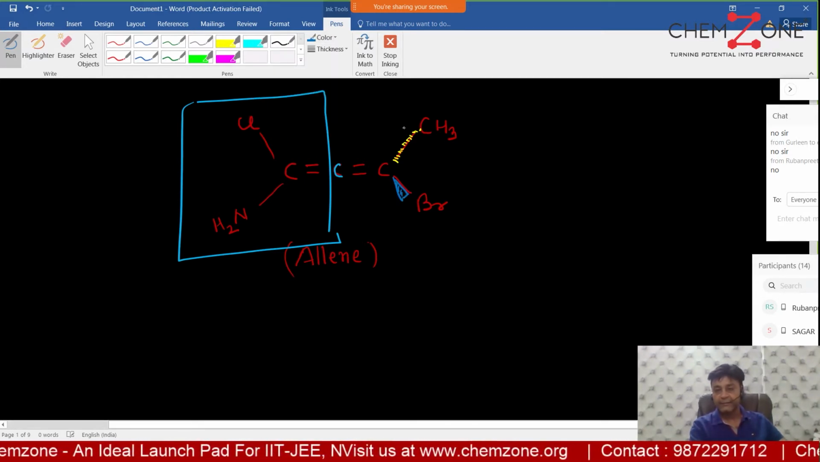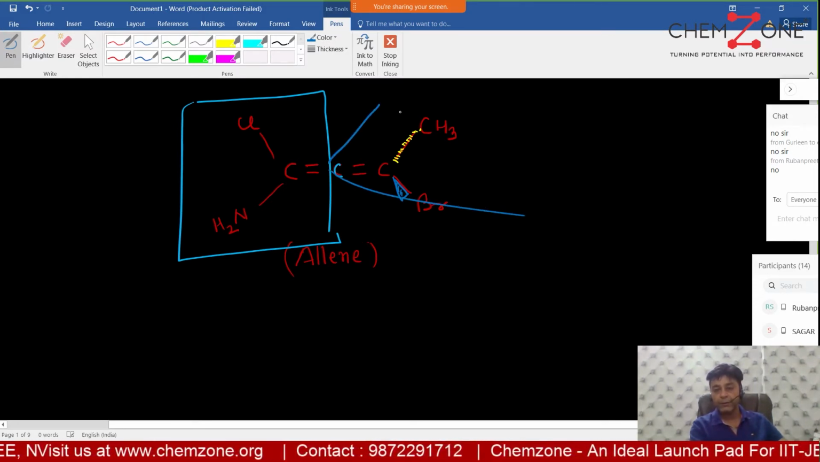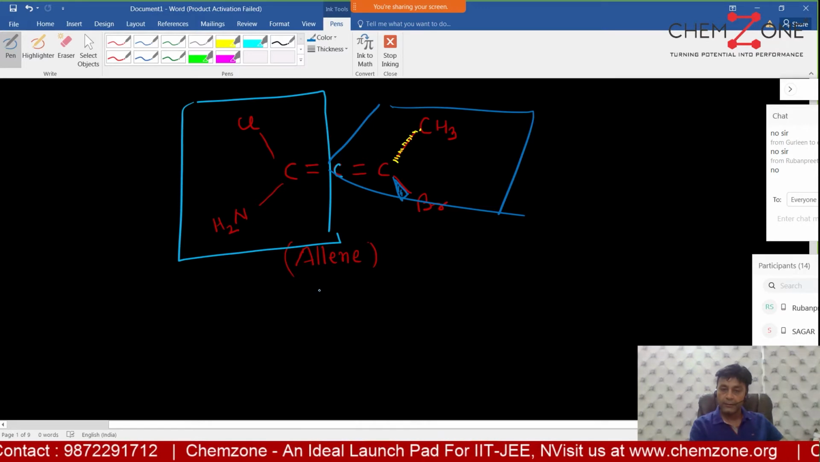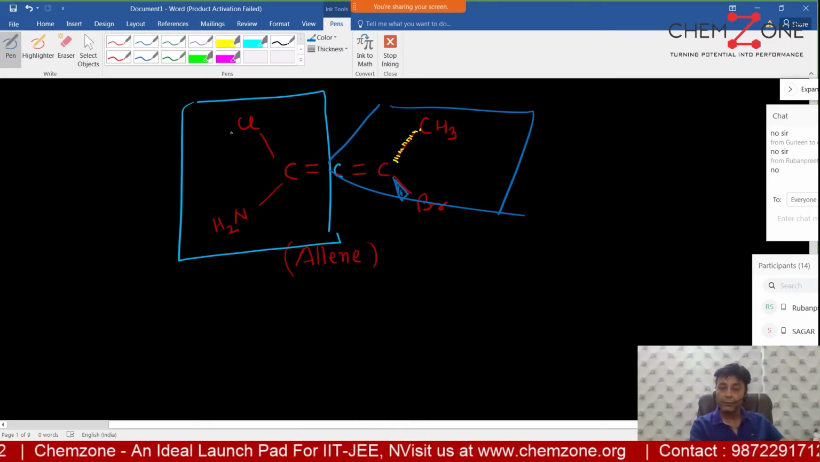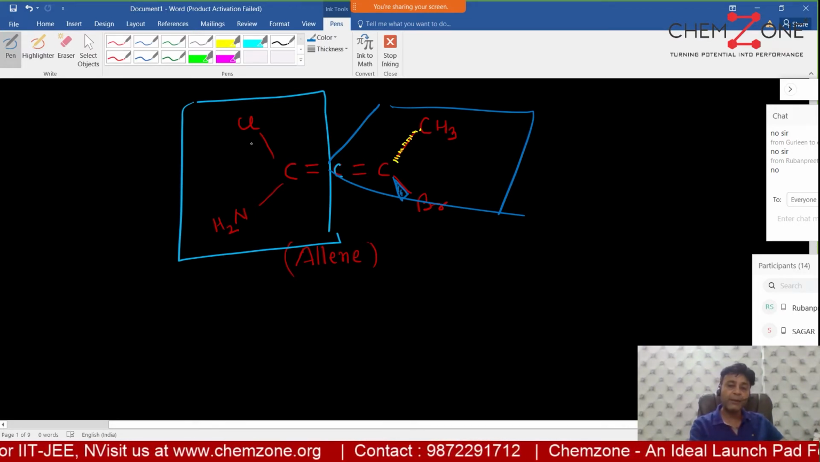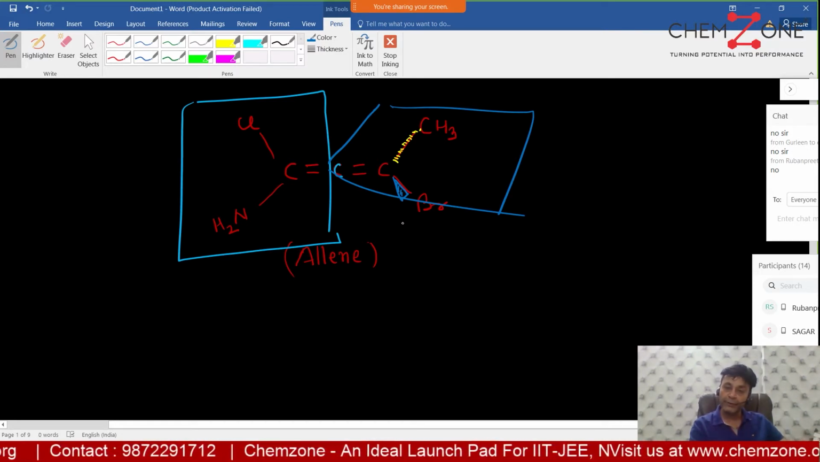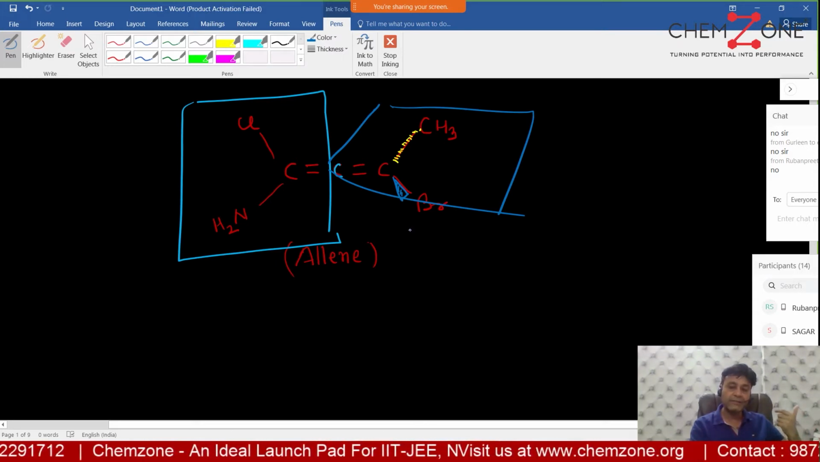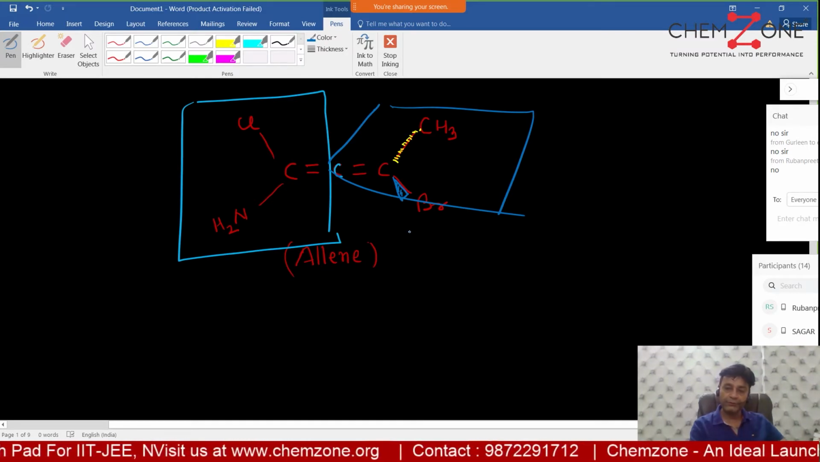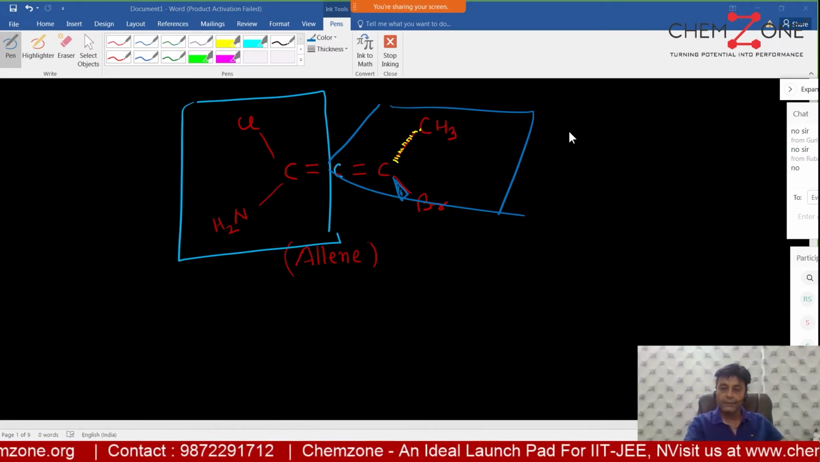So can I say these methyl and bromine are perpendicular to the other two? They are perpendicular to the chlorine and NH2. The chlorine and NH2 are in the plane of the screen, and CH3 and Br are perpendicular to it. Bromine is towards the observer and methyl is away from the observer. Right?